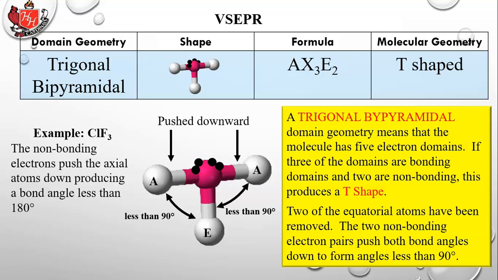So what's happened here is 2 of the equatorial atoms have been removed. The 2 non-bonding electron pairs push both bond angles down to form angles less than 90 degrees. So those two, they look like they're sticking straight out because I can't change this. It's an image that I grabbed off the internet. I can't change it, but they should be kind of bent down or angled down. Those two with the A, the 2 axial, they should be angled down a little bit. So the non-bonding electrons push the axial atoms down, producing a bond angle of less than 180 degrees, or less than 90 degrees on each side, in other words.